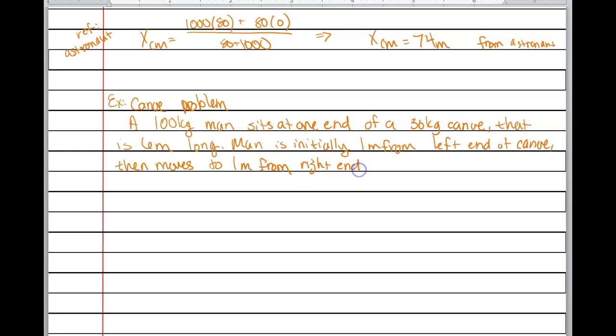So he stands up, they're on the water, and he walks from one end, from the left side, to the other end, the right side. We're going to assume there's no friction between the canoe and the water. So it is free to move under him. So I want to know, how far does the canoe move under him?